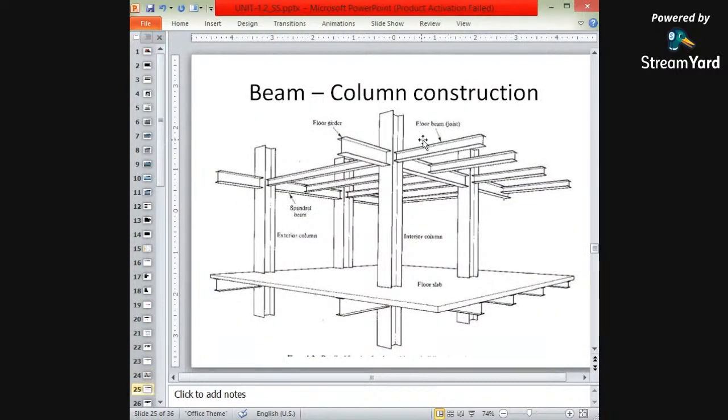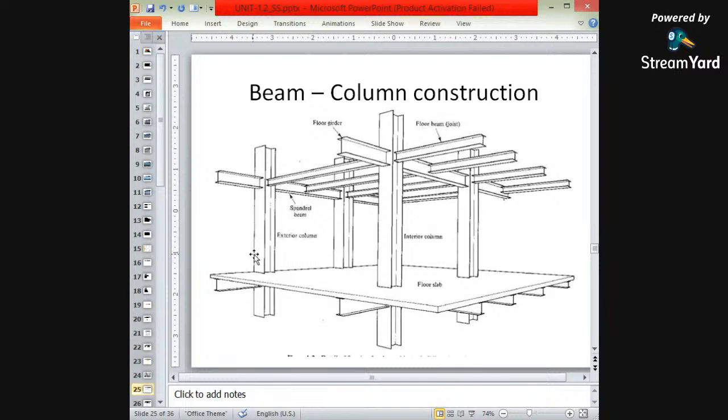Again, beam to column connections. Here the columns have been connected with the beams. Here is the floor slab, and the upside is also made, so we can construct the floor slab here also. These are the interior columns, which are made with the help of I sections.